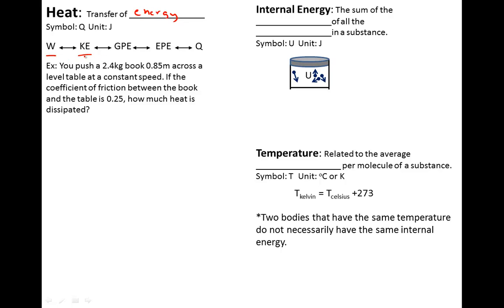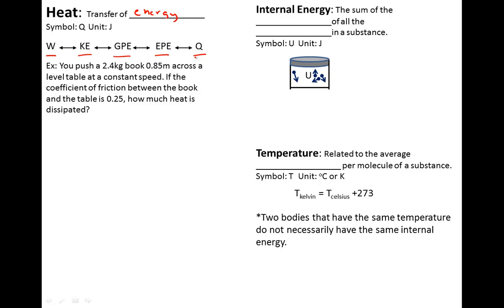Kinetic energy is the energy of motion. Gravitational potential energy is the energy related to your position near the Earth. Elastic potential energy is related to the energy of a spring. And Q is our new energy of heat. So these are our different types of energy and energy transfer.